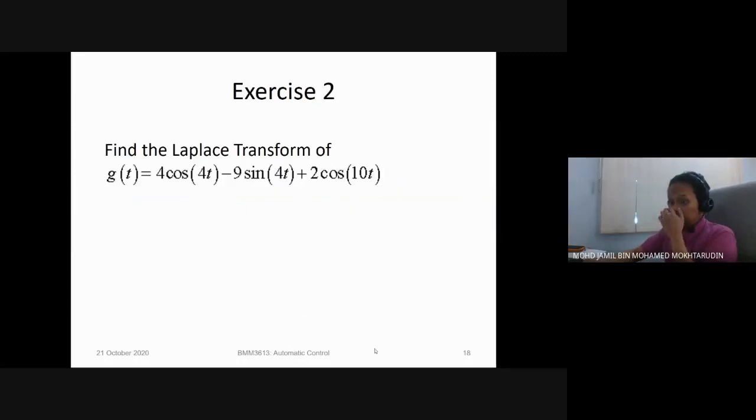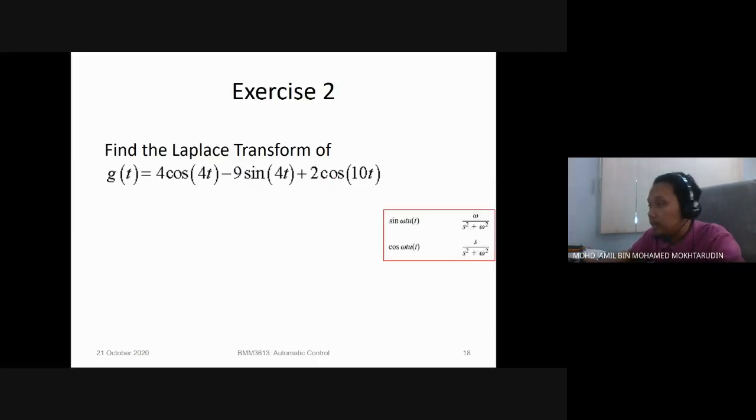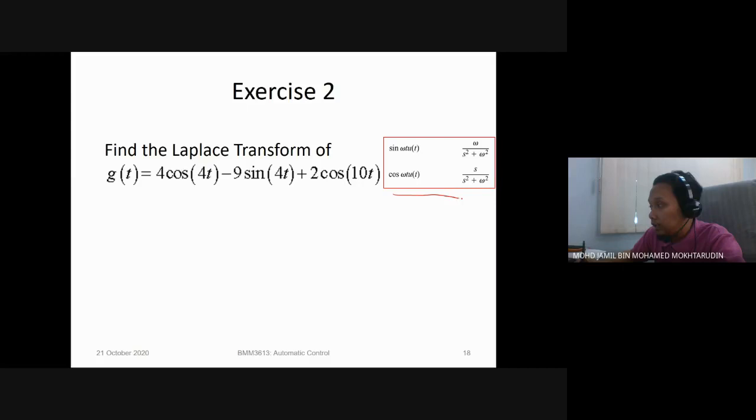Okay, so for the second exercise, find the Laplace transform of g(t) = 4 cos 4t - 9 sin 4t + 2 cos 10t. So this is the cosine formula from the table.